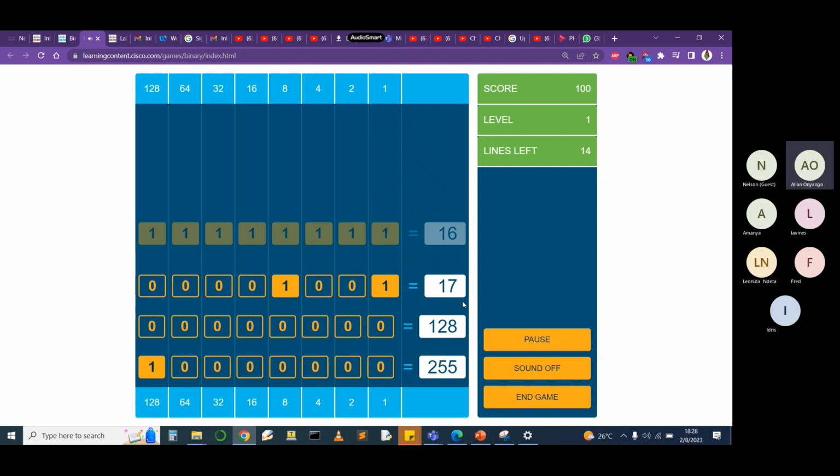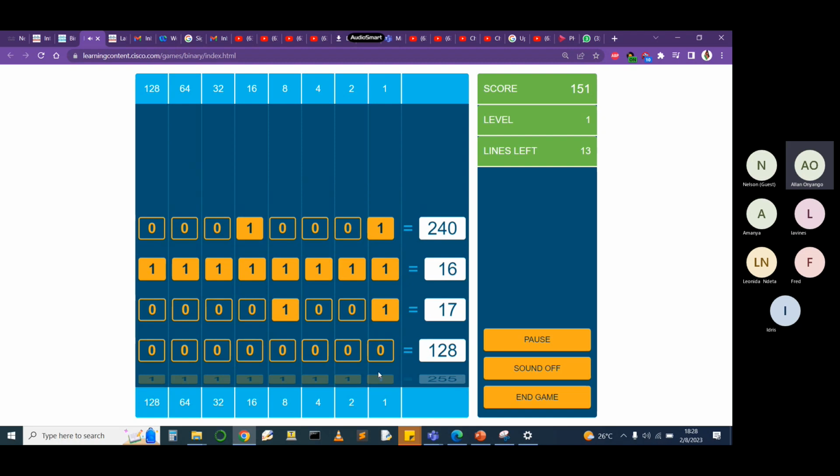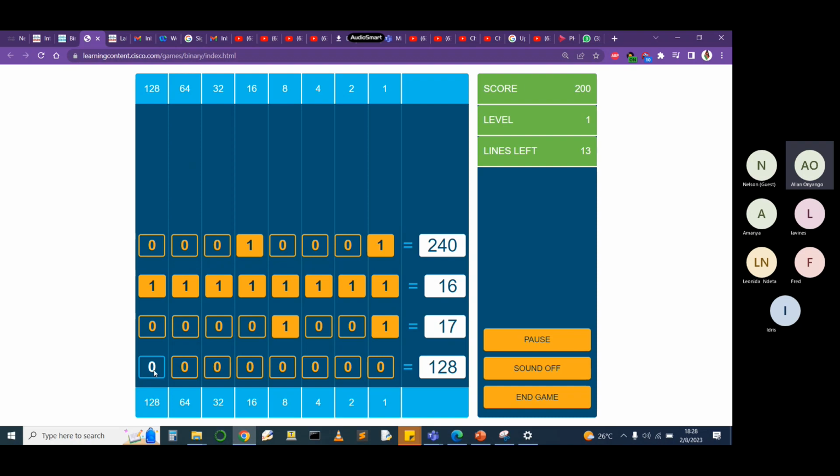And that will disappear. When there's 255 here, then there's a number here, then you're going to click on bits that add up to 255. For example, 255 is the total. Everything needs to be 255, and that's going to disappear. For 128, we're going to click on which bits add up to 128. It's only 128 here, and you're good to go.